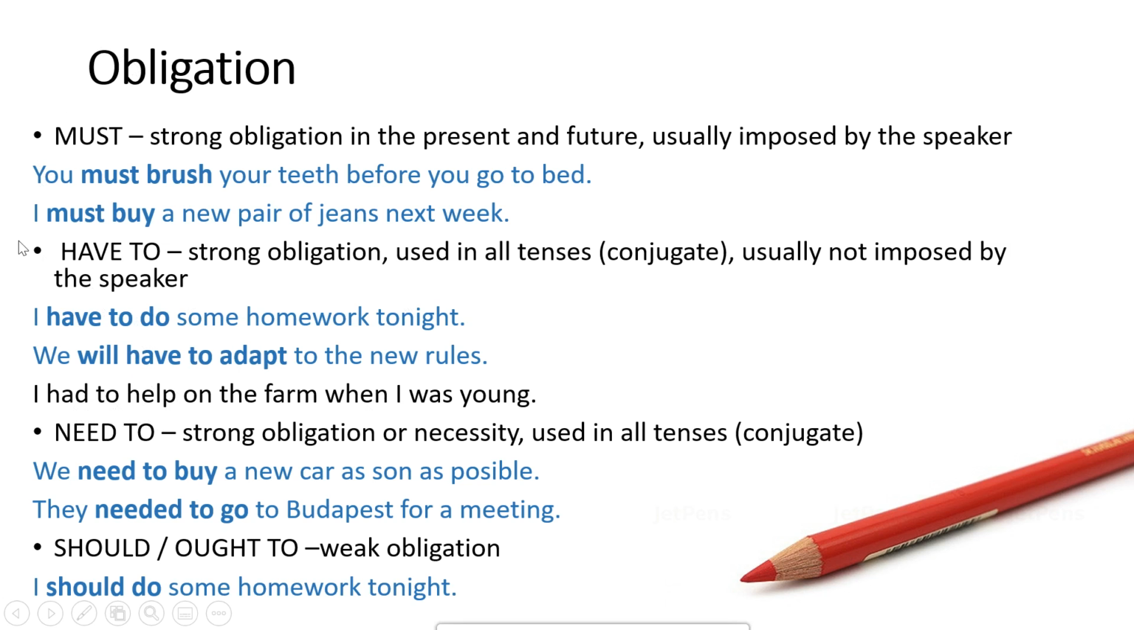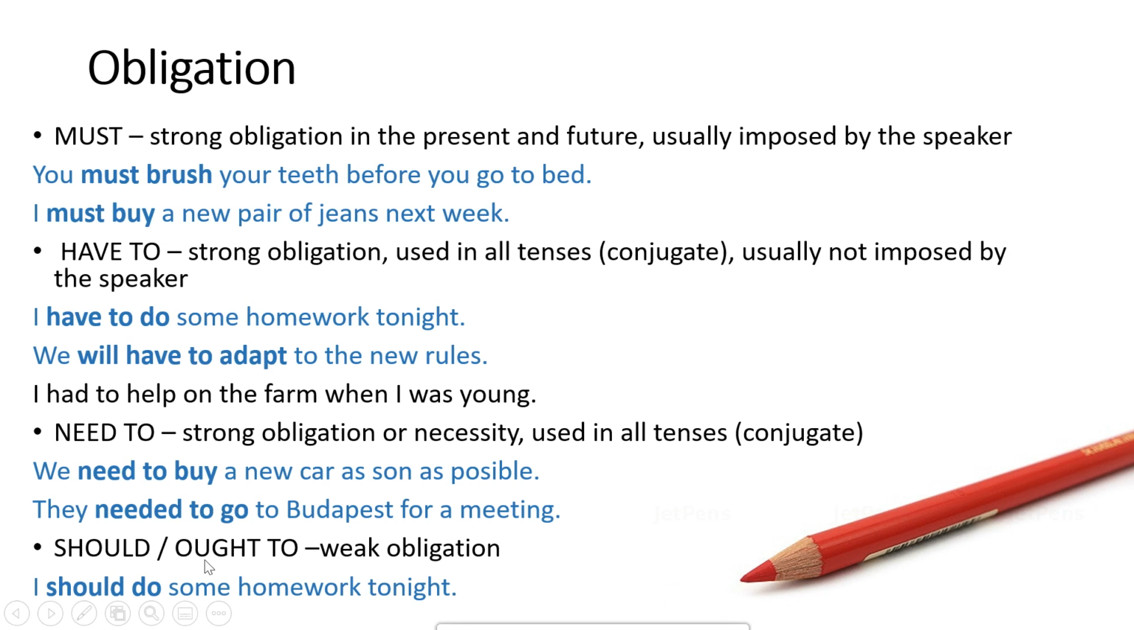Most times, the difference between must and have to is so thin, so you can use one or another. So don't stress yourselves too much over obligation imposed by the speaker or not. Okay. We move on to need to. Need to is also used for strong obligation or for necessity, as the verb says. Being the same as have to, being a semi-modal, it means that we can conjugate it, so we can have it in all the tenses.